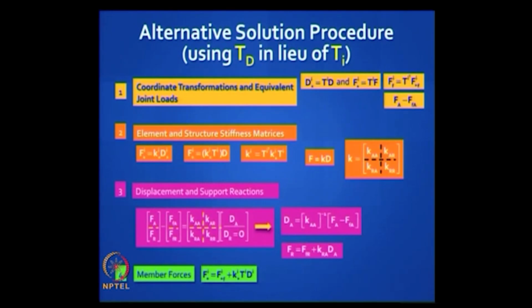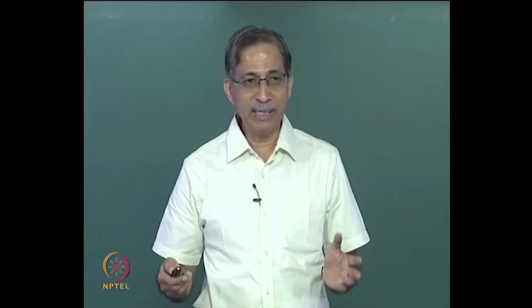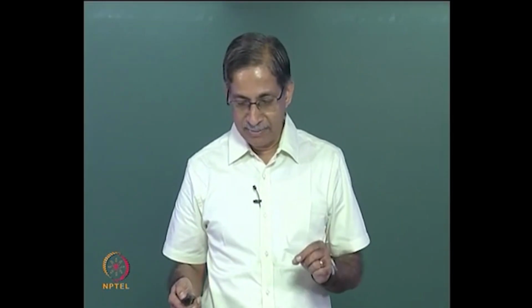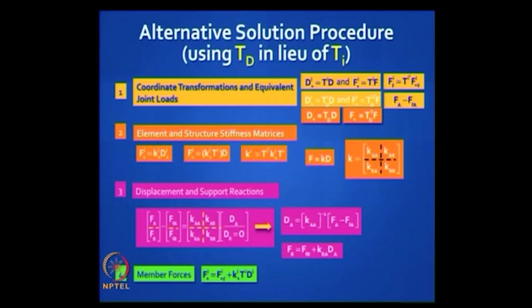What is the change that we need to do? In which of these steps do you think a change is needed when we use TD instead of TI? In the first step, what kind of change is needed? Well, the transformation will look like this, right? D star is TD into D, that's for the assembled one. And if you are doing it element by element, di star is equal to TiD into D, and for the forces you have the contragradient principle, which means you have to take the TD transpose. So if you are doing this method, then you forget about the TI matrix.